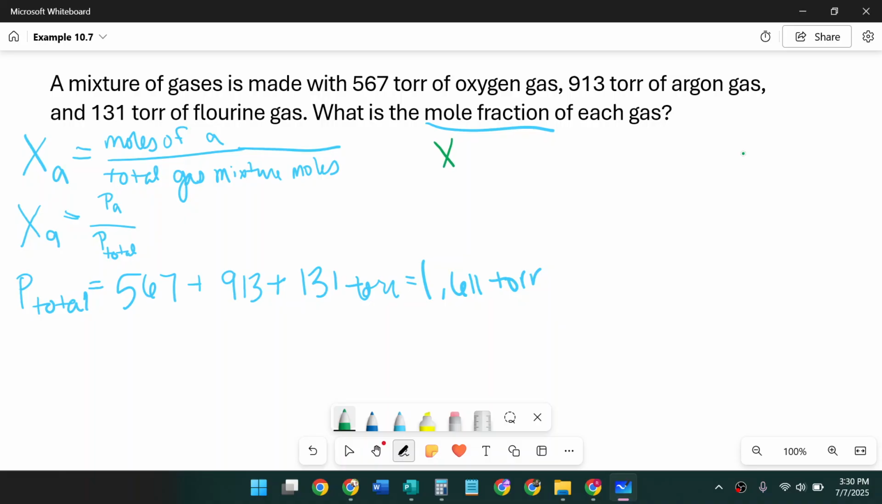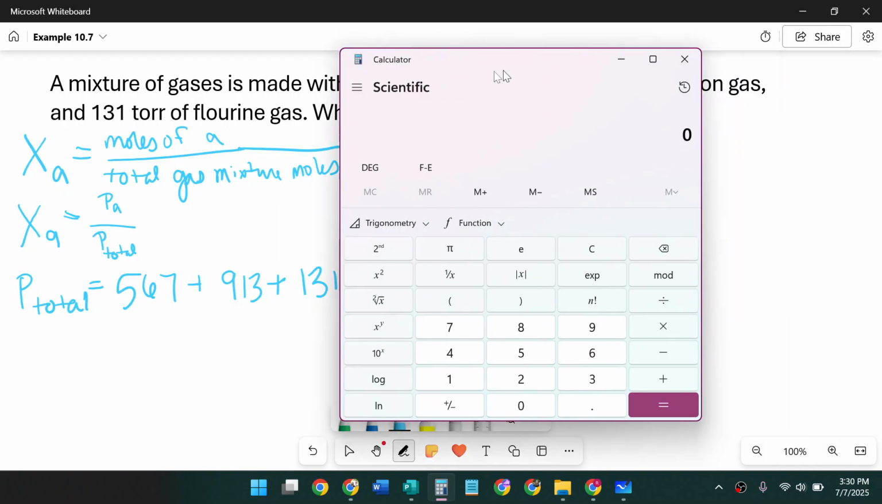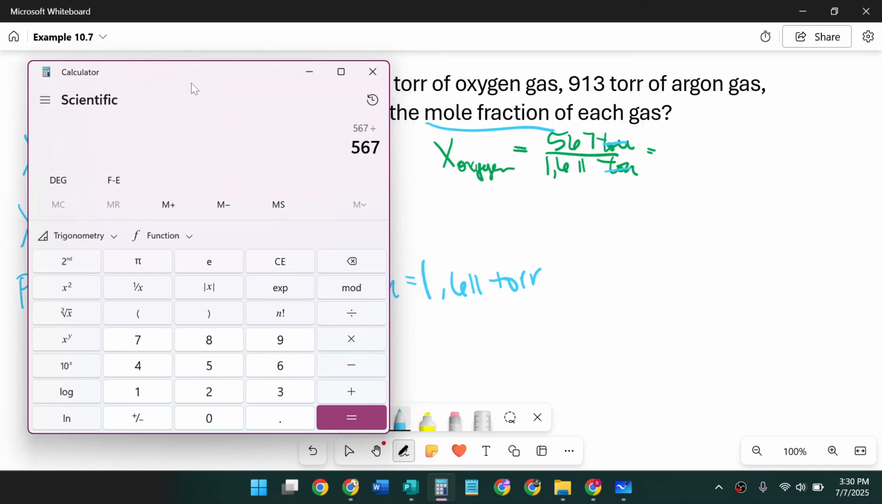And so then we just use that for each of the gases. X of, our first one, oxygen, is 567 divided by that total 1611. Because these are both in torr, that will cancel out, and what we'll be left with is the fraction of the partial pressure of that gas. 567 divided by 1611. We can keep 3 significant digits, so that would be 0.352.